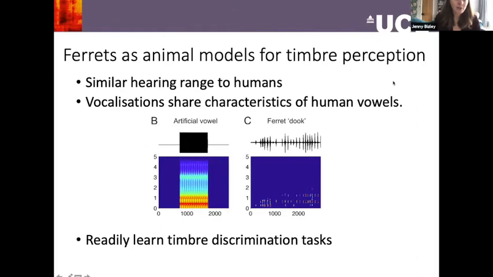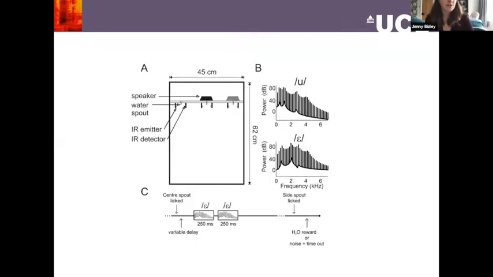And possibly because of these first two things, we found that ferrets really readily learn timbre discrimination tasks much more quickly than, for example, a pitch discrimination task, or more complex tasks based on other, perhaps more abstract features. So the task that we trained them in was this. It's a two alternative forced choice task.